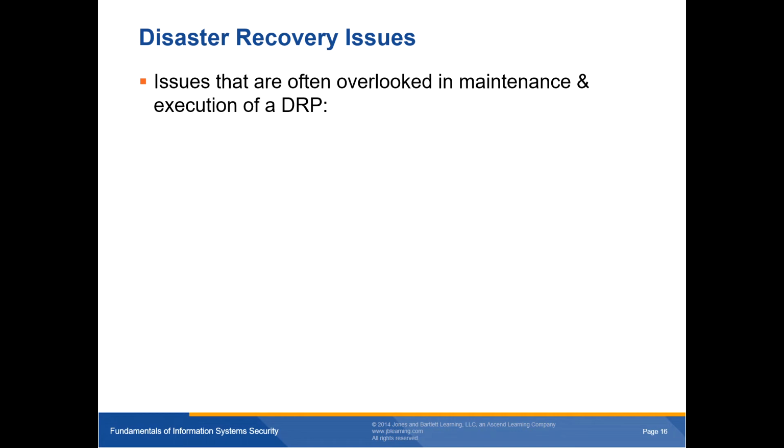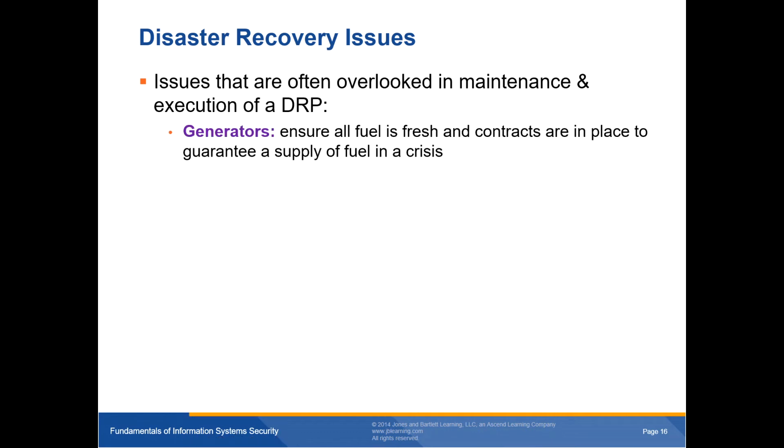Okay, some disaster recovery issues that are often overlooked in the maintenance and execution of one of these. Generators. Ensure all fuel is fresh and contracts are in place to guarantee a supply of fuel in a crisis. That's crucial. You run out of fuel, you're not going to be able to power the site.